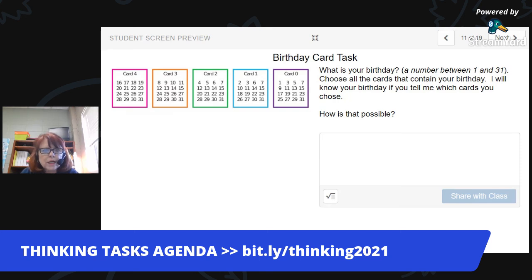And then card 1, no 13 on card 1. But card 0 has a 13. And so what I would do is I would tell you, let's see, yeah, my birthday's 13, but I know that. My point is, if you tell me your cards, I won't necessarily know your birthday before you tell me your cards, but I will 100% of the time be able to tell you your birthday.